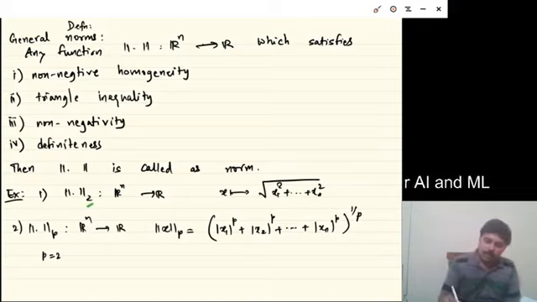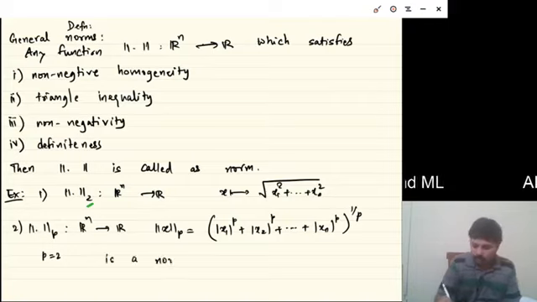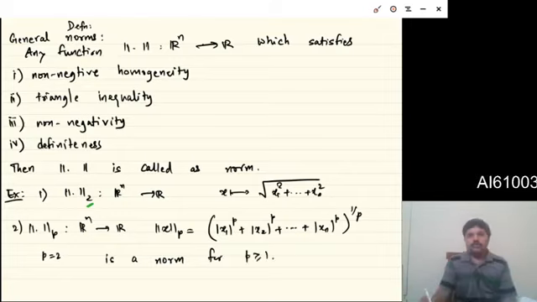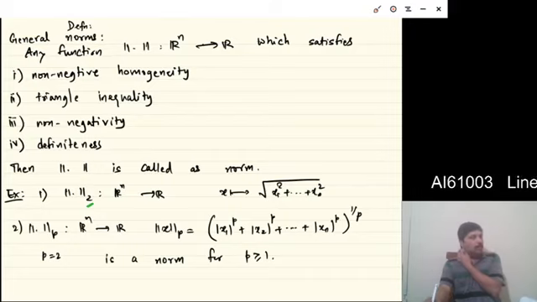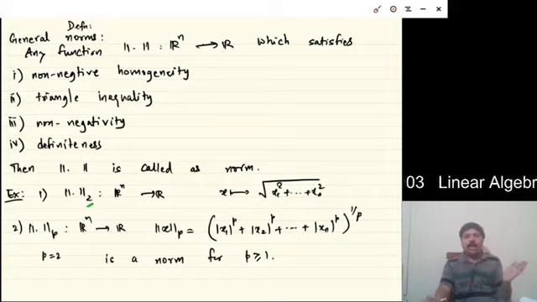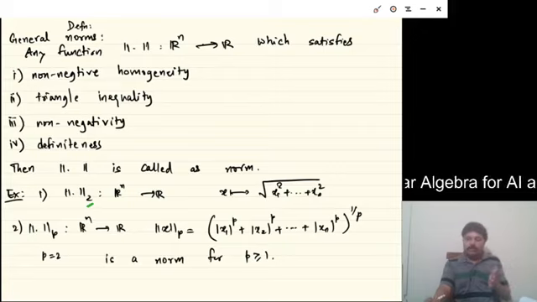So this is a norm for p greater equal 1. So for any p greater equal 1, this particular function becomes a norm. One interesting norm that you can look at is p is equal to 1. When p is equal to 1, you are just adding the absolute sum of all the coordinates. So one norm of x is mod x1 plus mod x2 plus mod xn.